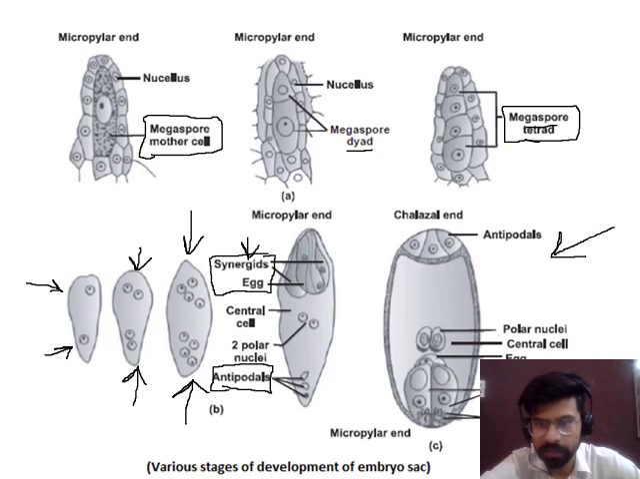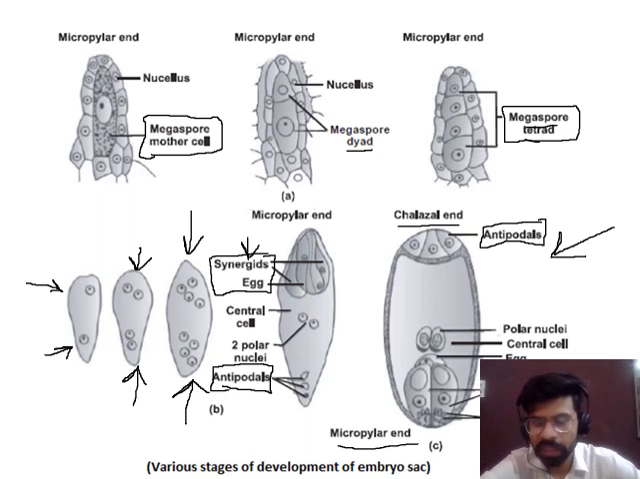It contains two ends, chalazal and micropylar. The chalazal end contains 3 cells combined, the antipodal cells, and in the micropylar end there is the egg apparatus. The egg apparatus is formed of two synergids and one egg cell, and the two polar nuclei combine to form the central cell.